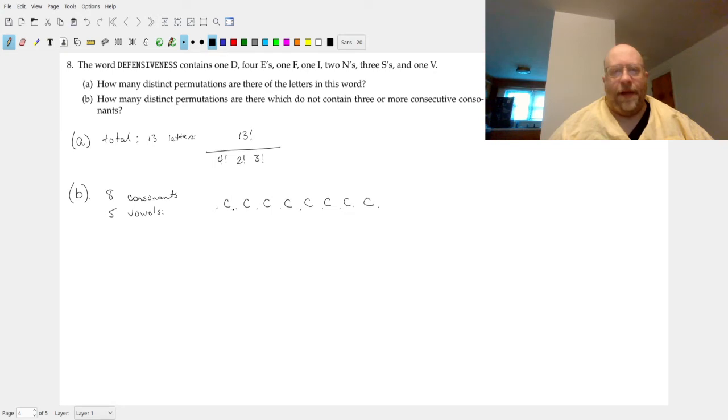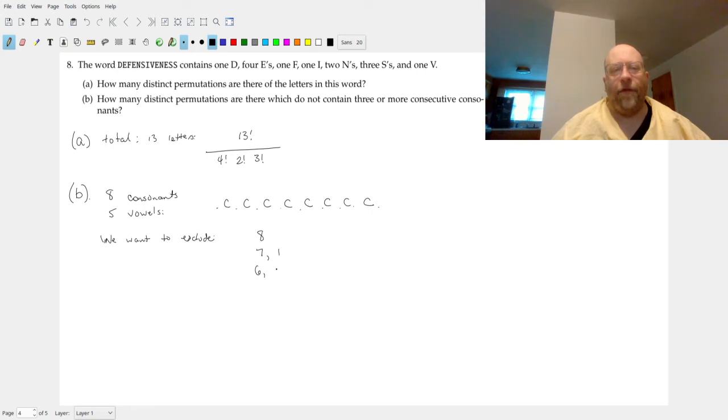Okay, let's go ahead and dig in, because this looks like this could be a lot of cases. So what we want to exclude are these combinations of arranging the consonants. We want to exclude the case where all eight of them are together, because that would be three or more, because there'd be eight of them that are together. We want to exclude the case where seven of them are together and then one of them is somewhere else.